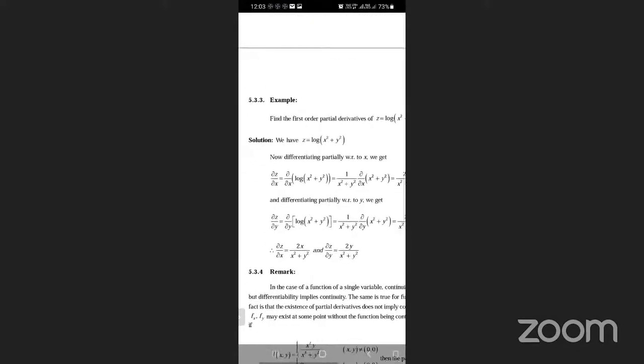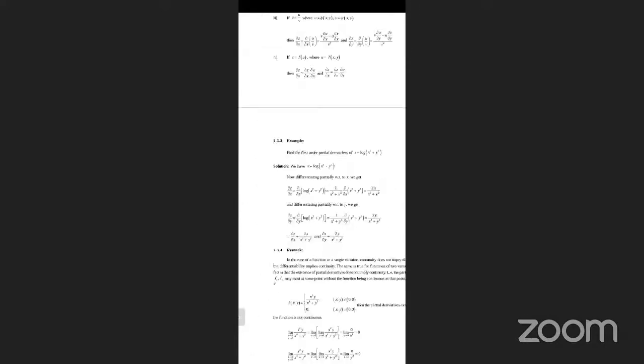So let's come to this example. Yes, I will explain this here. I will do this problem. So what is the question? z equal to log of x square plus y square. For this question, it is asking to find all first order derivatives. Yes, I will do these problems here.